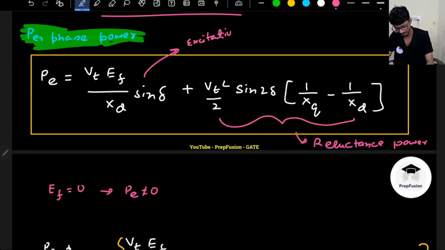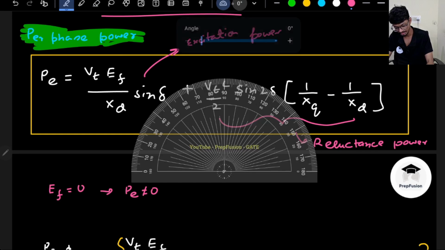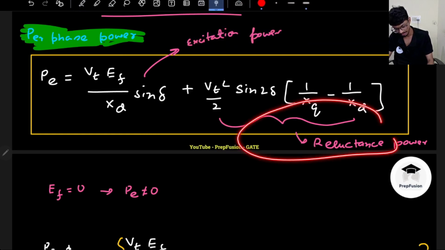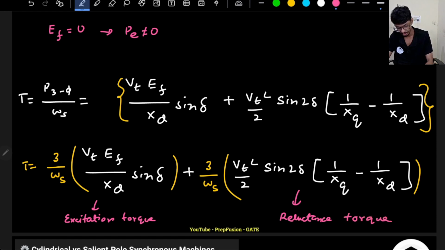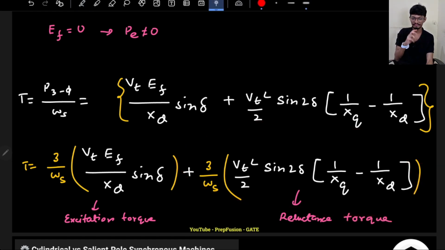Excitation power. This is happening due to the field excitation, right? And this power is known as the reluctance power. Here this torque is known as the excitation torque. And this is known as the reluctance torque. Okay. So this torque is happening due to a phenomenon known as reluctance, right?